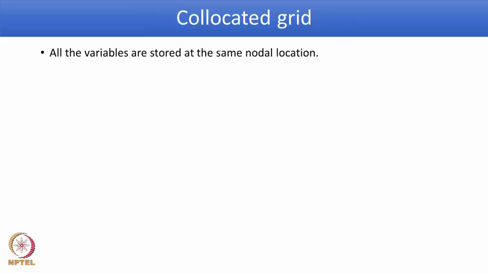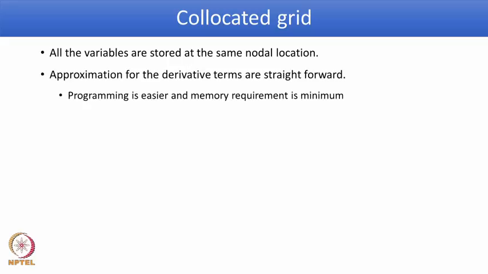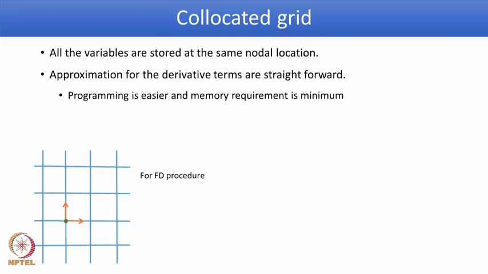The first one, collocated grid. You can also read it as co-located. As the name indicates, in this system all the variables are stored at the same location. Approximations for the derivatives are straightforward, programming is easier, and memory requirement is minimum.